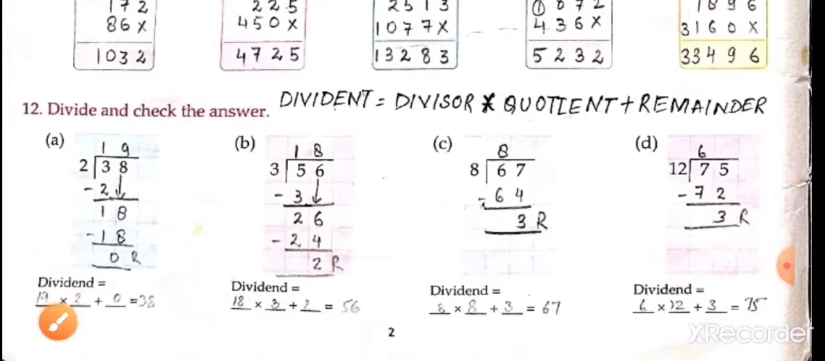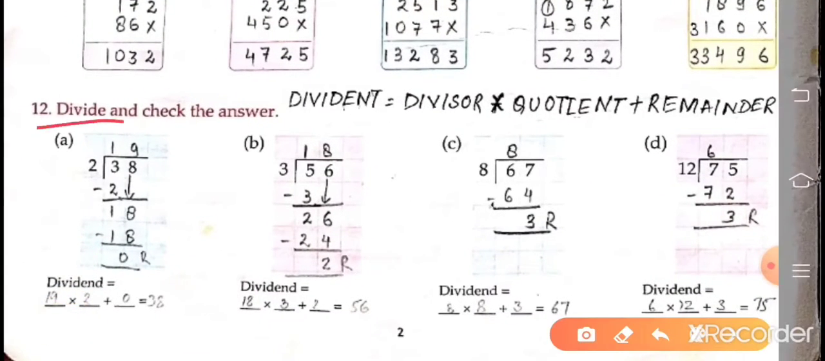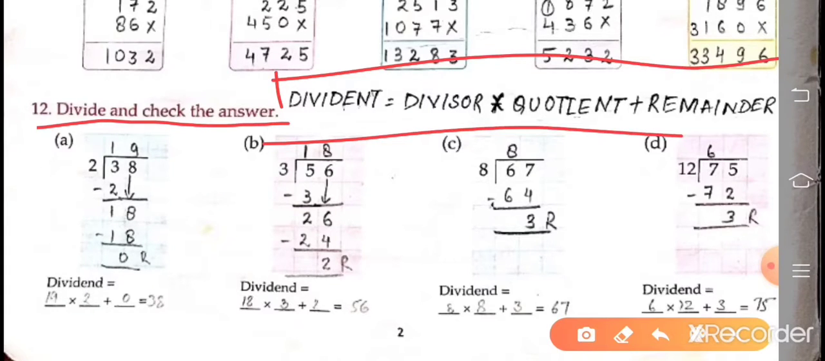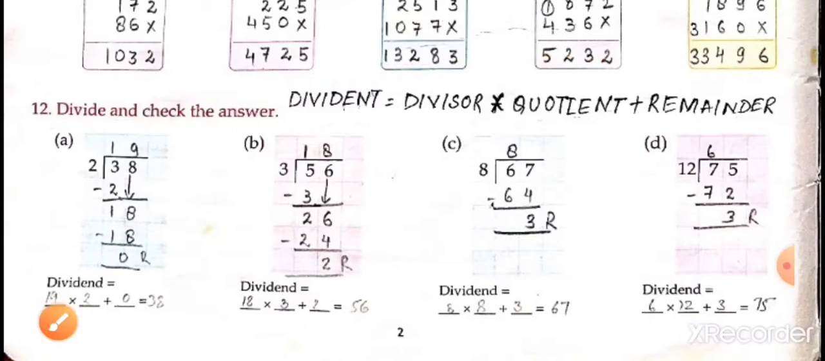Okay, now question number 12, divide and check the answer. So how to check the answer? Dividend equals divisor multiply quotient plus remainder. This is the formula for checking the answers.